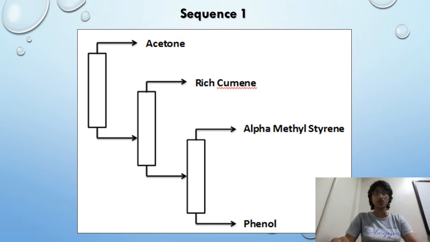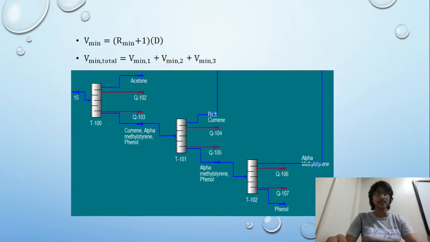All other sequences were also developed based on the light and heavy key component concept. The calculations were performed based on these 2 formulas, where R min is the minimum reflux ratio and D is the molar flow of the distillate. The total vapor flow was calculated by summing up the vapor flow of each distillation column. Since we used the shortcut distillation column, the minimum reflux ratio was determined from the parameter step of the shortcut distillation column, and the molar flow of the distillate was determined from the distillate stream.